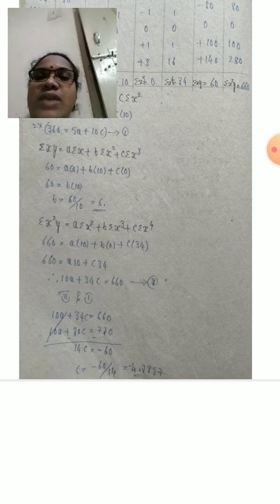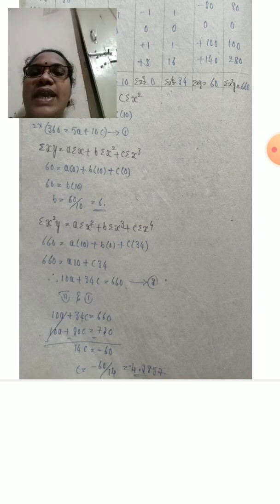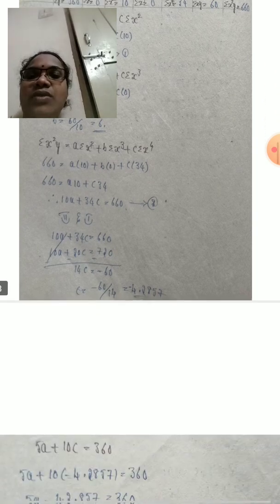Sigma x square y equals A sigma x square plus B sigma x cube plus C sigma x power 4. Sigma x square y is 660 equals A into 10 plus B into 0 plus C into 34. So 660 equals 10A plus 34C. Now we have 10A plus 34C is 660.